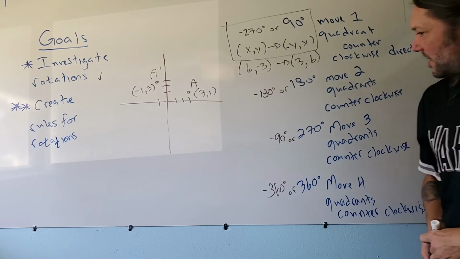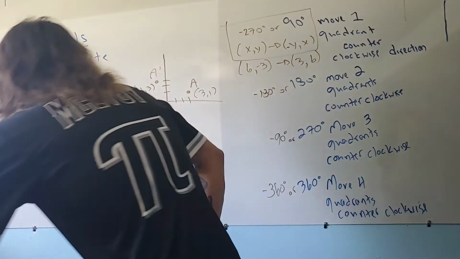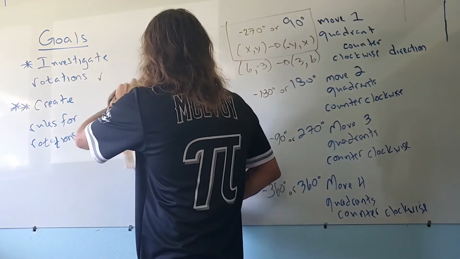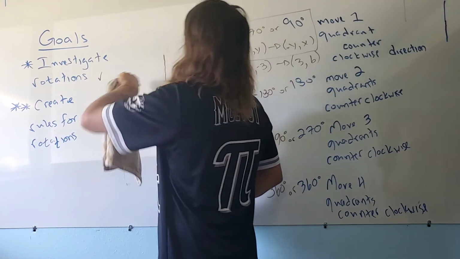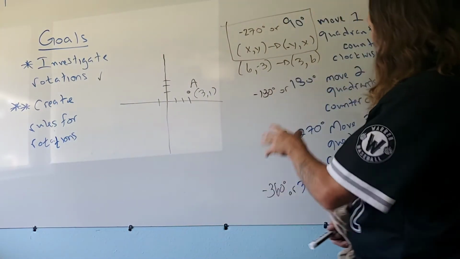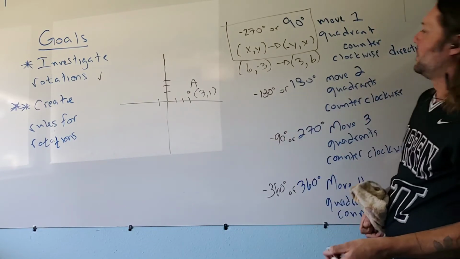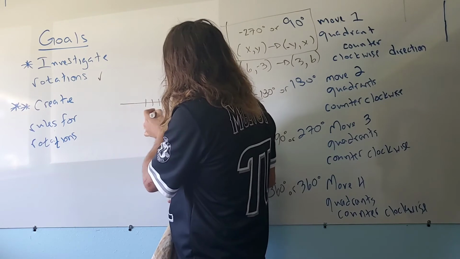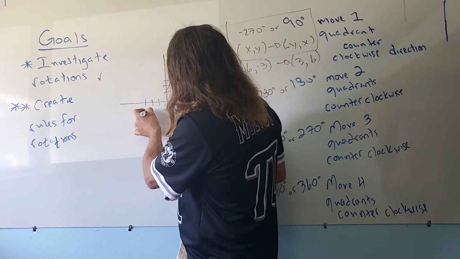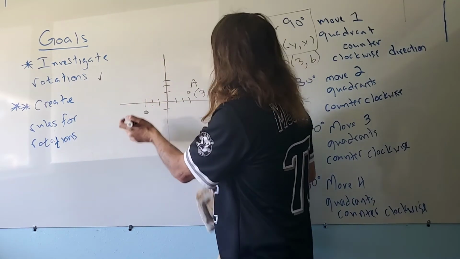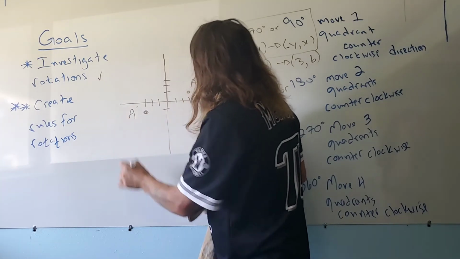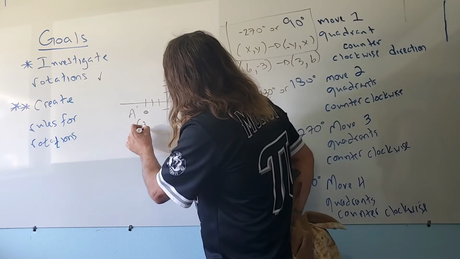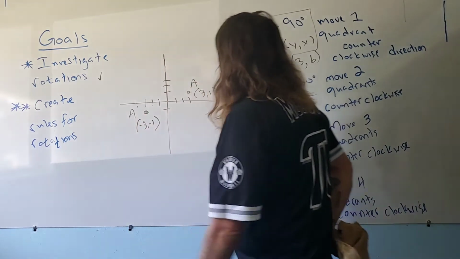Let's quickly talk now about our 180-degree rotation. Let me erase this part. Okay, so I want to do a 180-degree rotation. So that means that I'm going to take this and I'm going to move it all the way over to here. So it's going to rotate to this. It's going to spin around and come here. So A goes to A prime. Now my ordered pair is (-3, -1).